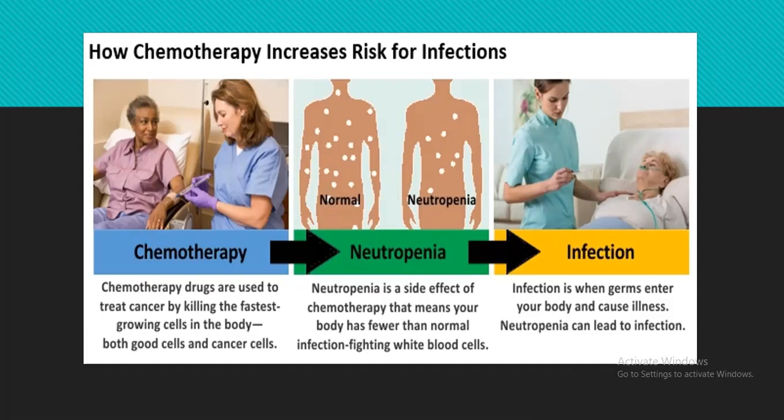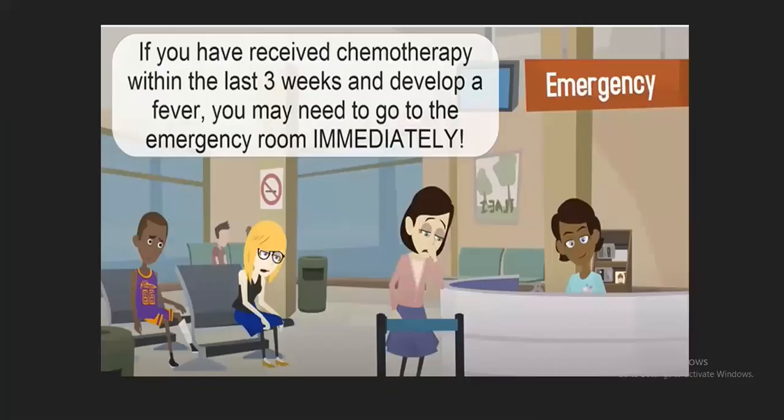So here is a cycle that you can see. Basically, neutropenia can be regarded as a side effect of chemotherapy. That means your body has fewer than normal infection-fighting white blood cells. As soon as the white blood cells are reduced in our body, infection can immediately hit us. Infection is when germs enter your body and cause illness, because your defenses are lowered. Therefore, infectious diseases can easily infiltrate our body.